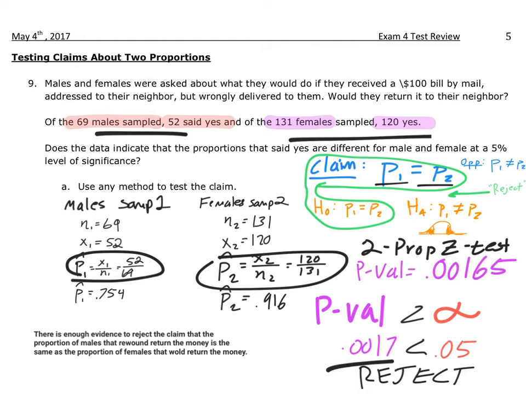So there's the conclusion. Using my term reject, there is enough evidence to reject the claim that the proportion of males that would return the money is the same as the proportion of females that would return the money. So we're rejecting that claim.